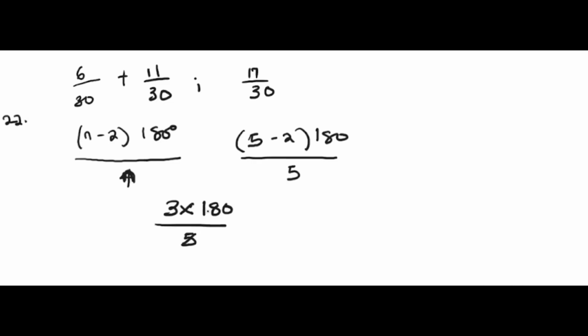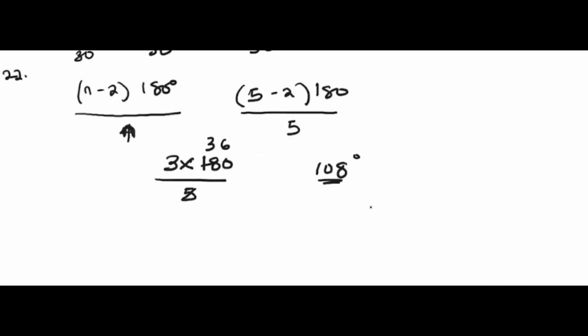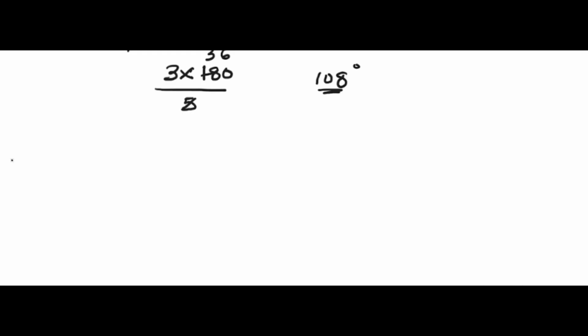So from here, 5 into 18 will give us 3 remainder 3. So we have 30 here. 5 into 30, we have 6. 3 times 6, 18. 3 times 3, 9, plus 1, 10. So we have 108 degrees. So moving to the next question, number 23.